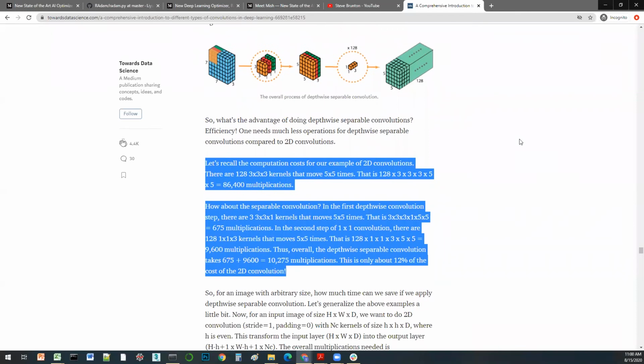No, it's an interesting observation, because they don't point out anywhere why one is better than the other, other than the efficiency part of it.